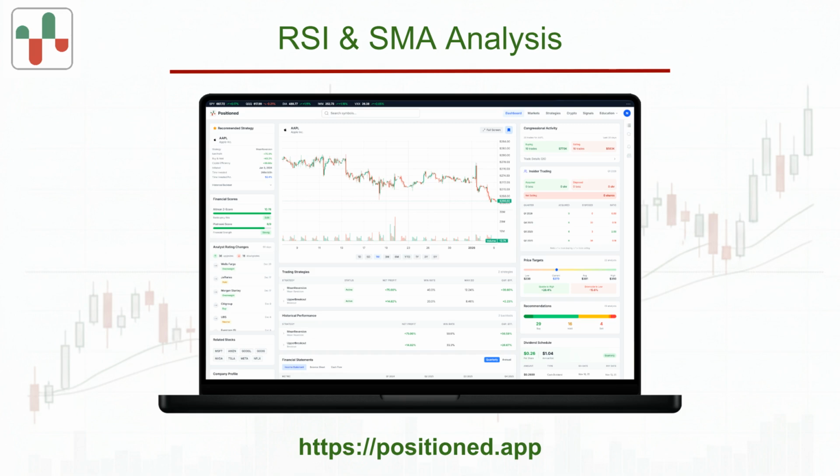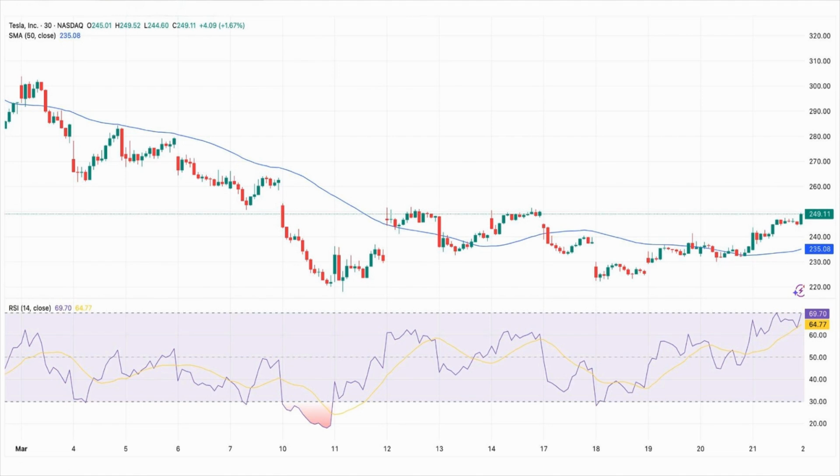We'll combine RSI with the 50-day simple moving average to show you how these tools work together to provide stronger trading signals. Let's analyze this chart of Tesla's stock, TSLA, in action using the RSI and the 50-day simple moving average, SMA. We'll examine the price action from March 3rd to March 21st, 2025, focusing specifically on how these two indicators work together to generate trading signals.